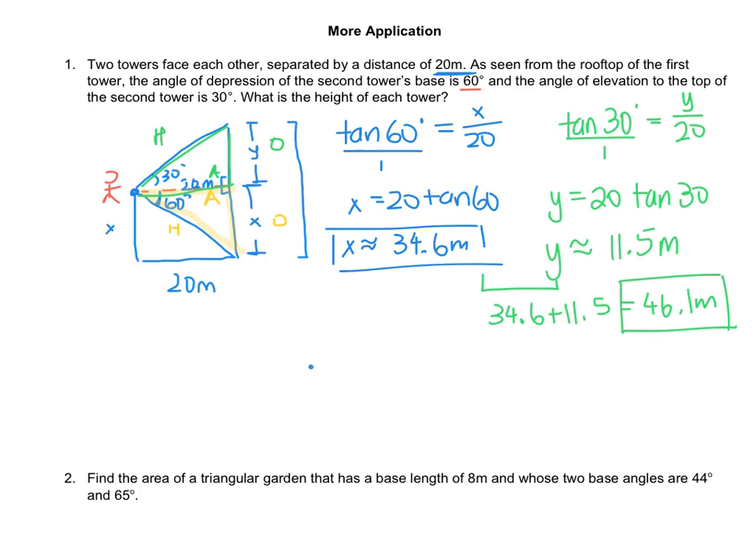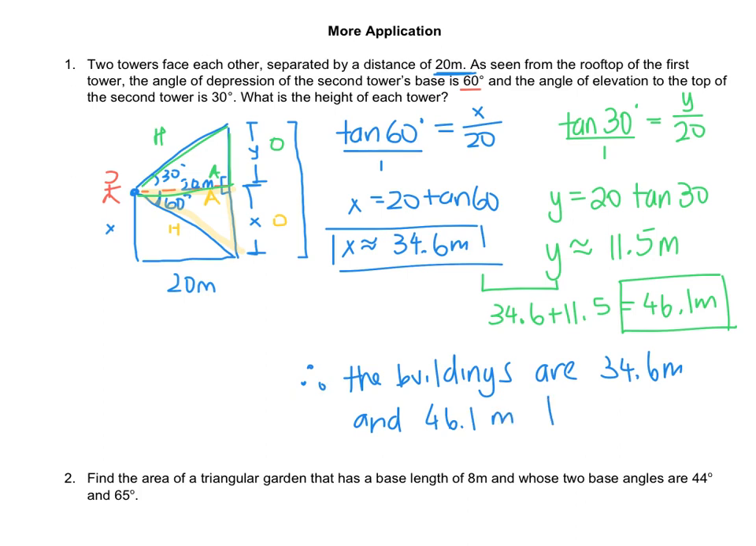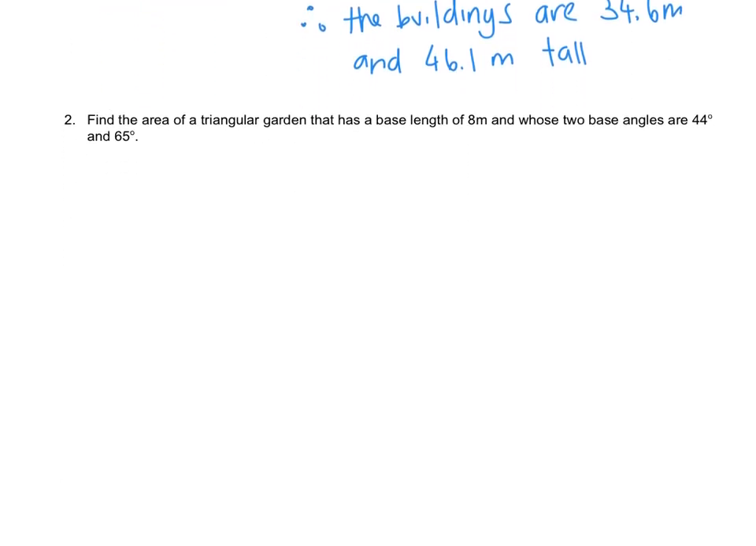And now we can write our therefore statement. Therefore, the buildings are 34.6 meters and 46.1 meters tall. And that's it. So make sure for this type of scenario, when you have your two towers and you're given two different angles, make sure your angles start from the smaller building. That way you can look up and down. All right, let's go to our next one.